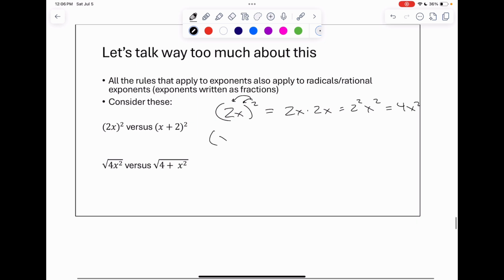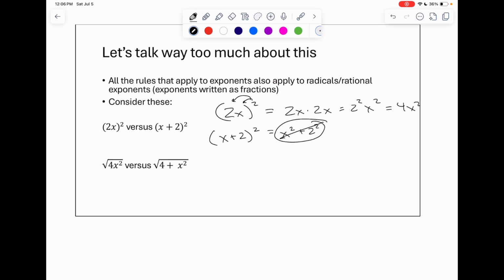Versus if I have x plus 2 squared, that would not be x squared plus 2 squared. Oh no, it's a binomial, so we cannot give the exponent to both parts. We'll have to FOIL it out: x plus 2 times x plus 2, or x squared plus 2x plus 2x plus 4. If we combine like terms, we get x squared plus 4x plus 4. You can see that's not the same as this guy.